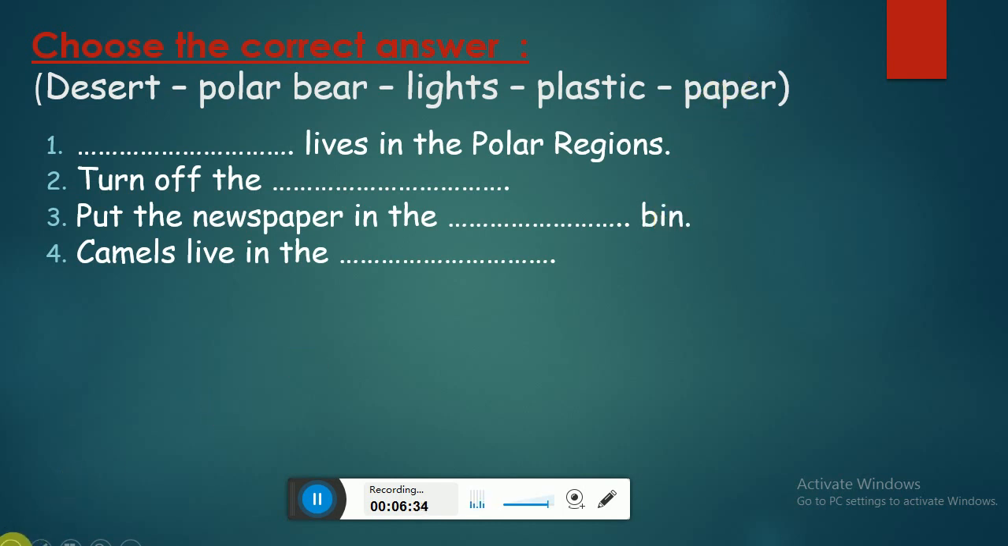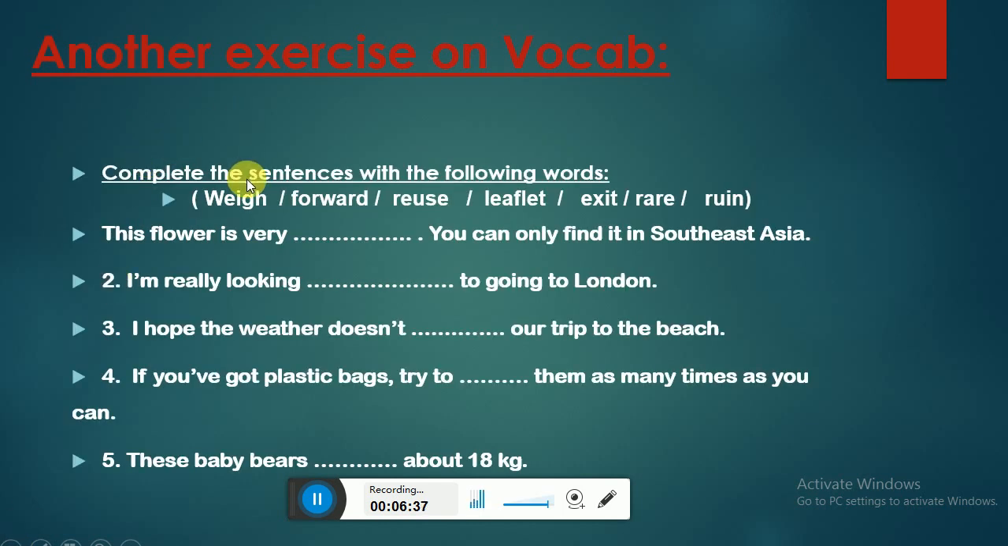After that, we have these words, the most important words mentioned in the unit. So we have way, forward, reuse, leaflet, exit, rare, and ruin. This flower is very. You can only find it in Southeast Asia. So you can only find it, the key answer for the word. Yeah. So very good. Number one, the flower is very rare. Very good. Excellent. So rare here is the answer.